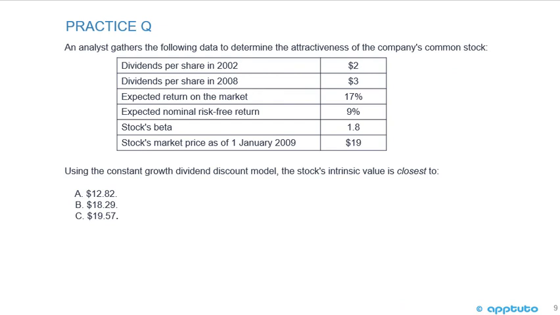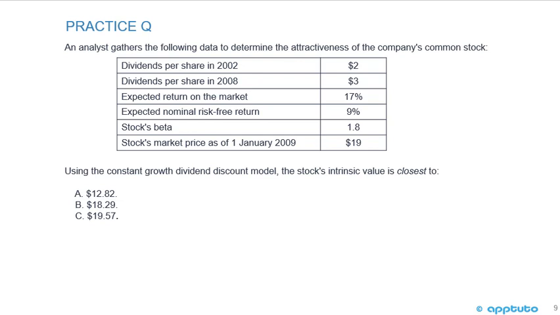Another practice question: an analyst gathers the following data to determine the attractiveness of the company's common stock. So the dividends per share in 2002 were $2. The dividends per share in 2008 were $3. The expected return on the market is 17%. The expected nominal risk-free rate is 9%. The stock's beta is 1.8. And the stock's market price as of January the 1st, 2009 is $19.